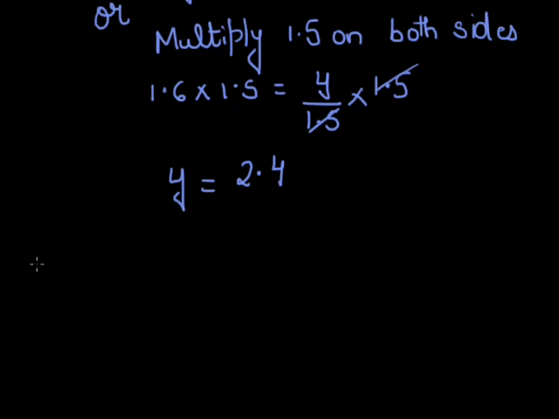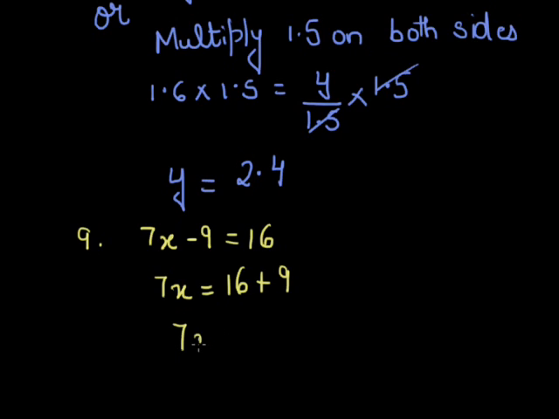Okay. Now the next question, 9th question. 7x minus 9 is equal to 16. Now here x is a variable. Again, I can shift the variables to one side and the constants will remain on the other side. So I can shift -9 to the left hand side. If I shift -9 to the left hand side, it will become +9. So 7x is equal to 16 plus 9. 7x will become 16 plus 9, that is 25.